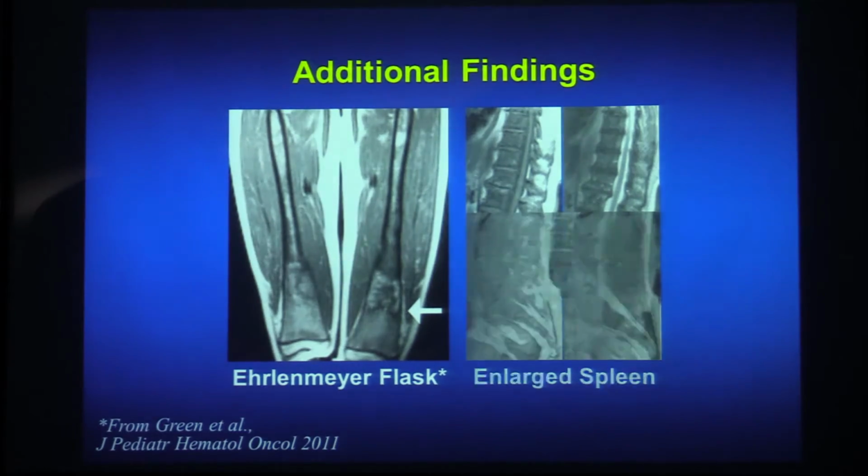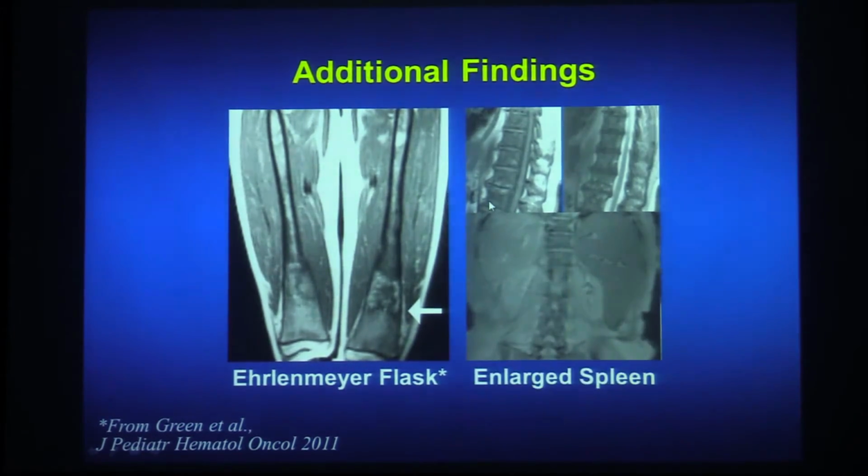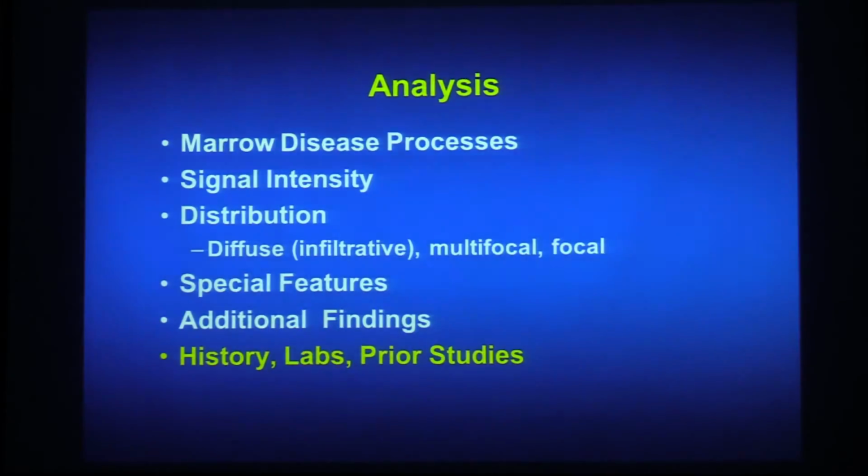In this case, we see abnormal low signal in the marrow of the vertebral bodies, and the additional finding was that the spleen was enlarged. And so here we have a case of Gaucher's disease, and here we have a case of myelofibrosis, which is associated with an enlarged spleen.